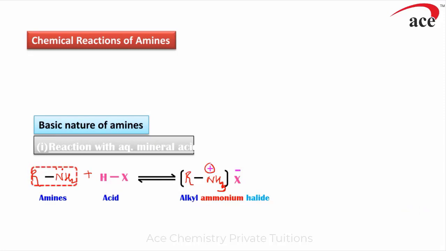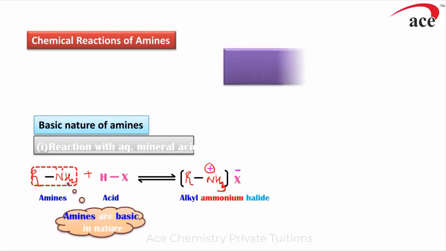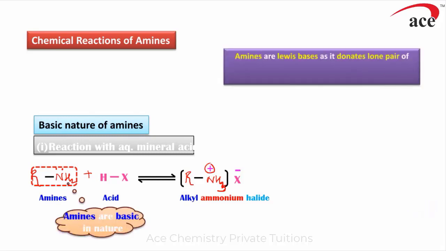So being basic, all types of amines react with mineral acids to form soluble salts, and thus amines are basic in nature. Now it acts as a Lewis base as it donates its lone pair of electrons. On the contrary, it also acts as a Bronsted base, according to the Lowry-Bronsted theory, as it accepts a proton from acids. So it can act as a Bronsted base, or as a Lewis base as it donates a lone pair of electrons.